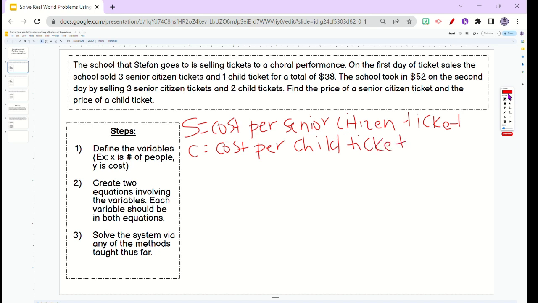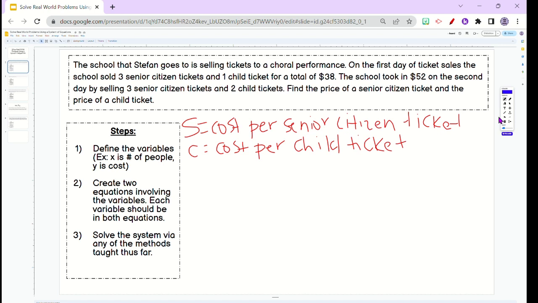All right. And then we're going to start making our equations. So create 2 equations involving the variables. Each variable should be in both equations. So you should have both variables, S and C, in both of your equations.